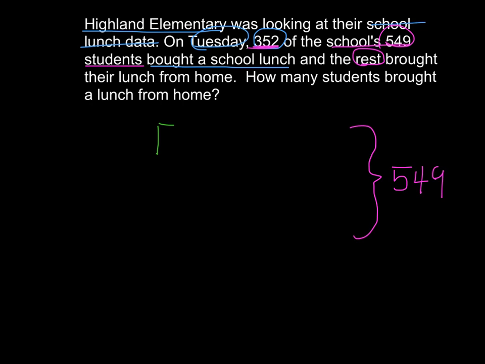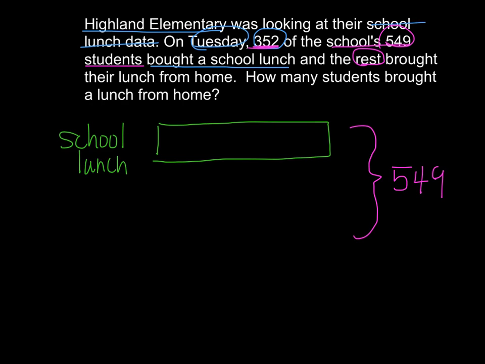So I'm going to draw my bar for school lunch, and I'm going to label it. And the number that goes on this bar is 352. Then I'm going to draw my bar for home lunch, which I know is going to be much smaller. I don't know the exact size yet because that's what I'm looking for. I'm going to label it with an H for home lunch.